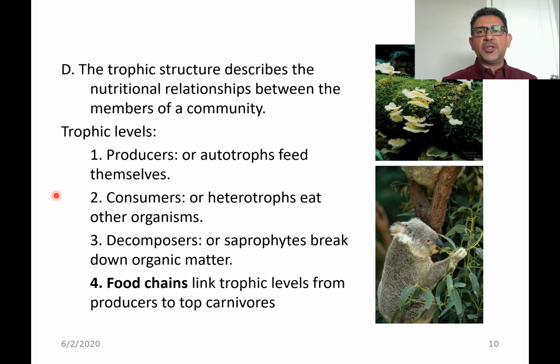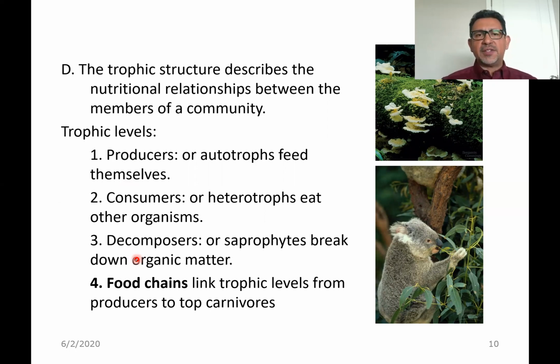And what we want to do is see how these members of the community can move energy from one level to another using graphic descriptions like a food chain. And I'm going to show that to you in the next slide.